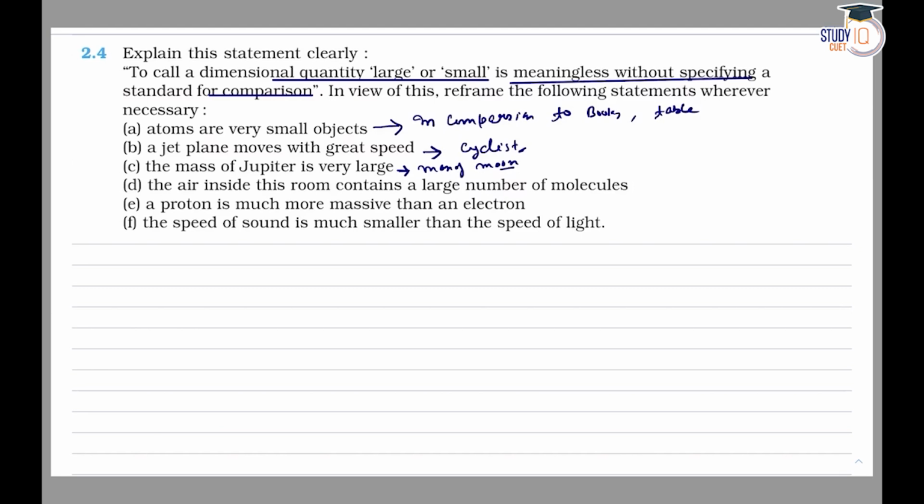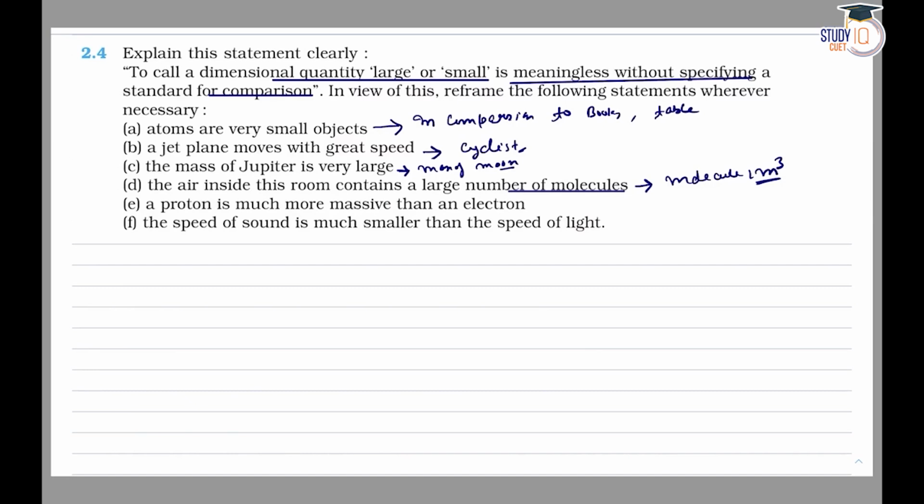The air inside the room contains a large number of molecules. So a comparison can be done here: molecules in 1 meter cube are very few in comparison to molecules in the room. So the air inside this room contains a large number of molecules, and this can be compared with the molecules in 1 meter cube of volume.